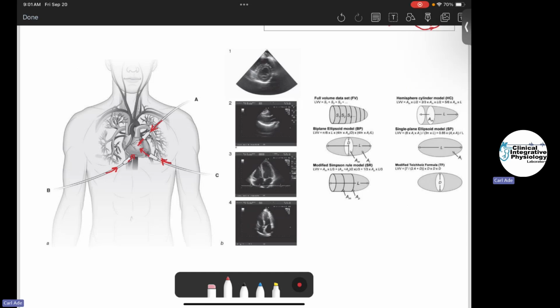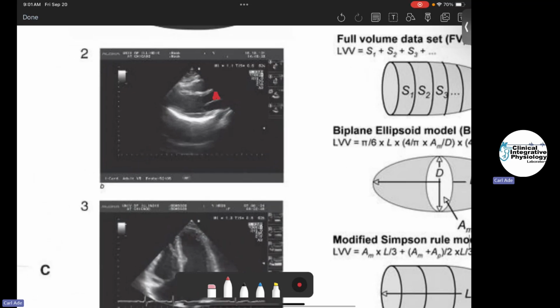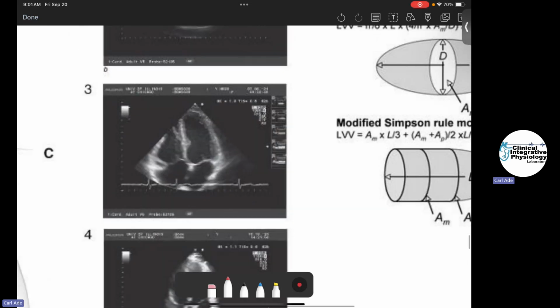And if you take a look over here, we can see the different views. So this is a parasternal view. This is the aorta. This is portions of the left ventricle. Down here, this is called the apical four-chamber. You don't need to know this for the exam. This is just labeling for your own interest. This is the left ventricle, left atria. Right here is the septal wall.